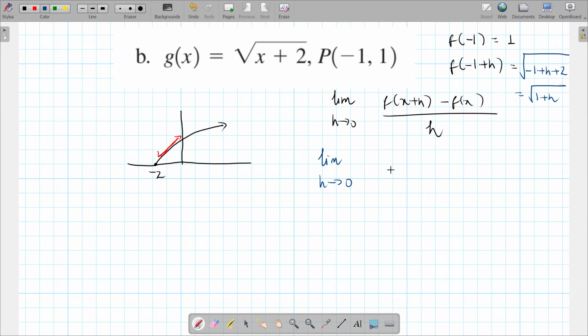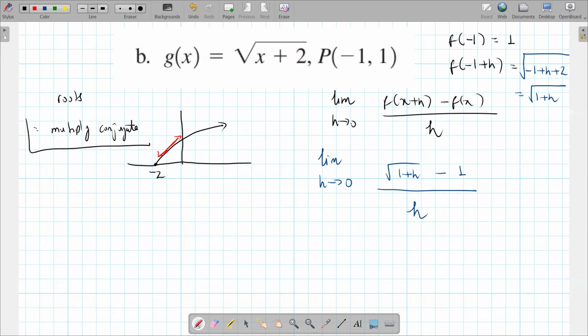F of x plus h is square root of 1 plus h minus f of x is positive 1, all over h. Now there's no fractions here, so we can't take the LCD approach. Whenever you're dealing with roots, to simplify it, and this is for square roots, cube roots, doesn't matter, you need to multiply it by the conjugate. What's the conjugate of square root of 1 plus h minus 1? Do you remember?